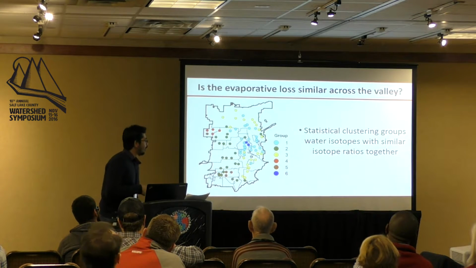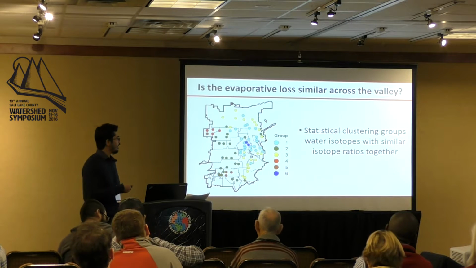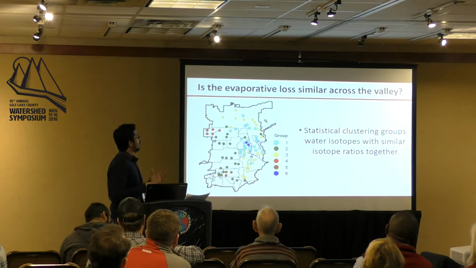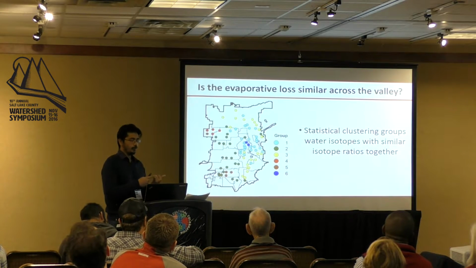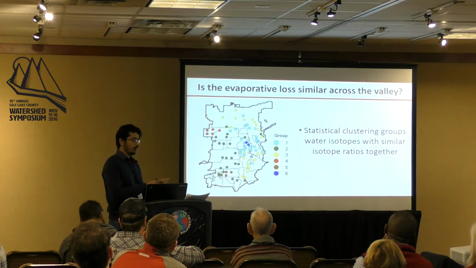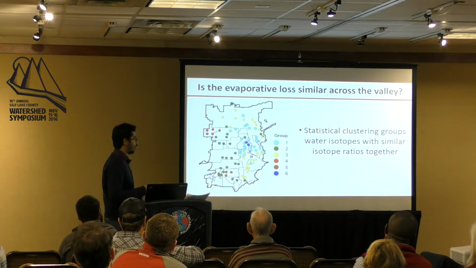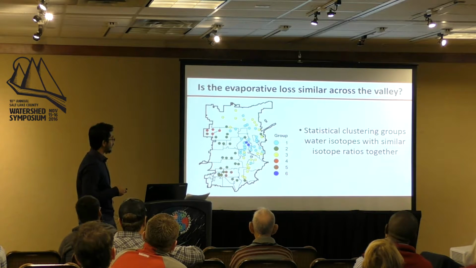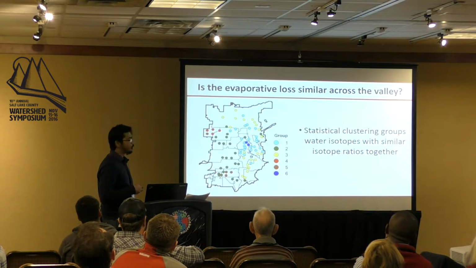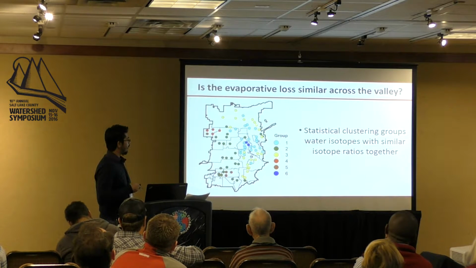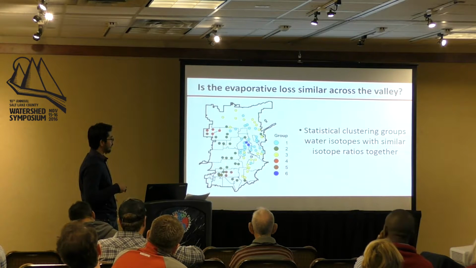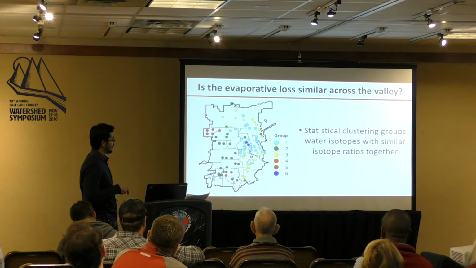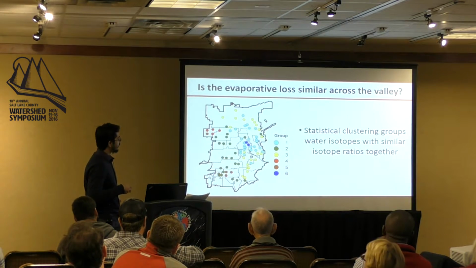So moving forward, I wanted to look at whether this loss of water is similar across the valley. Because we know that in Salt Lake Valley, our water comes from the Provo River system, from the Wasatch Creeks, and also from the groundwater wells. So we used statistical clustering, a technique that groups together sites that have similar isotope ratios. All these sites are grouped together in green because they have similar isotope ratios and they are supplied by the Provo River system.